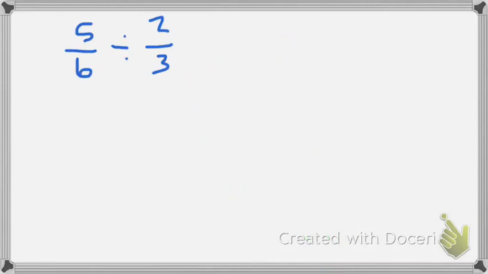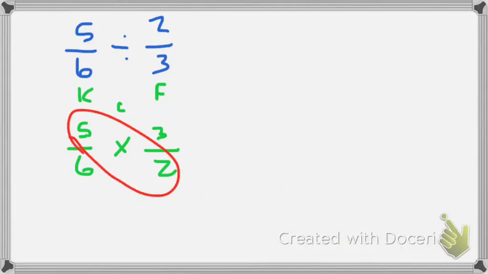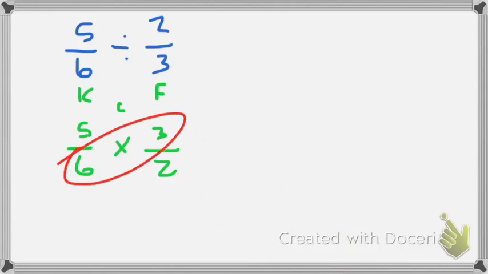Here we have 5/6 divided by 2/3. So I'm going to keep, flip, and change. So now I have 5/6 times 3/2. Again, I want to cross cancel because I don't want 15/12. So 5 and 2 can't do anything there, but I can cross cancel 3 and 6. So 3 goes into 3 1 time, 3 goes into 6 2 times.